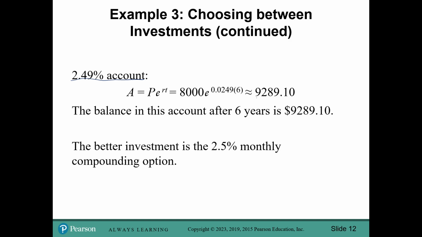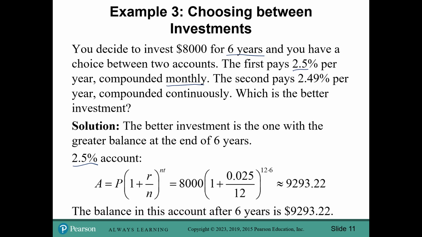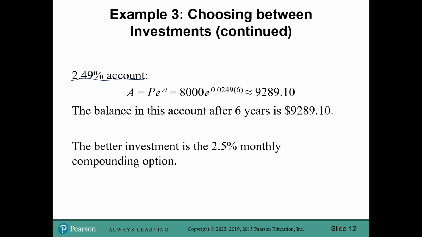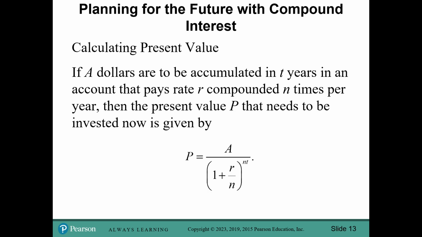So just because you compound continuously doesn't mean that you're going to make more money. Here the rates were slightly different. We had a 2.5 versus a 2.49, only 1/100th of a difference, right? But here the monthly won out, because that 1/100th was just enough to overtake the compounding continuously option. If they were both 2.5%, then compounding continuously would have won. But because of that disparity of 1/100th of a percent, it made all the difference.